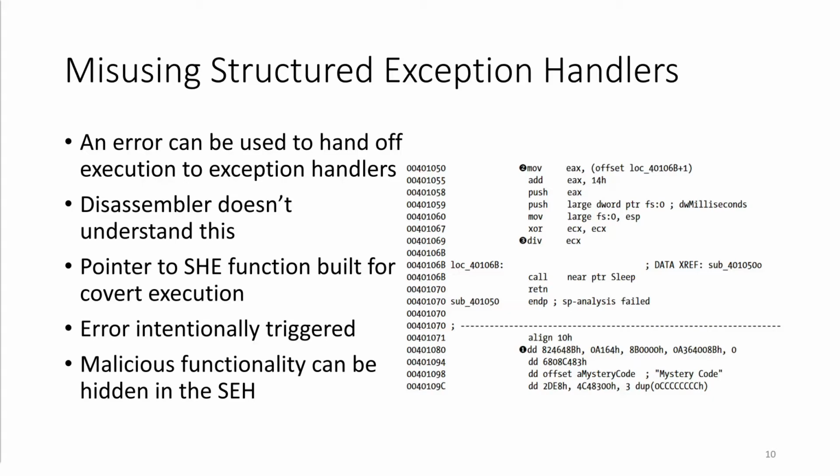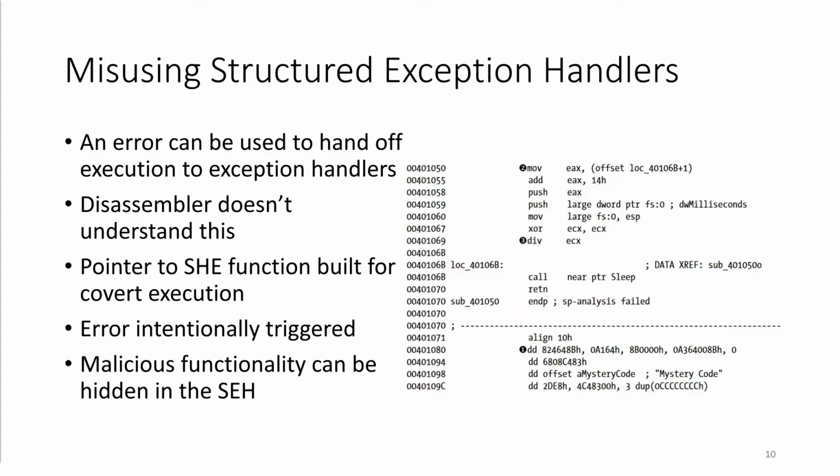In the example shown, the pointer to the exception handler at address hex 401080, labeled 1, is assembled by the move and add instructions at label 2. The exception is then triggered by the divide by 0 at label 3, forcing the program to enter the exception handler. Since it's never directly called, the disassembler misinterprets the exception handler bytes at hex 401080 as data.